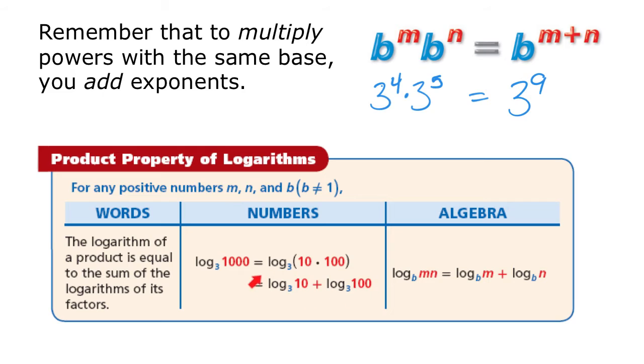I'm going to start with this piece right here, and if we're going to be adding logarithms that have the same base, we get to multiply the number that we're taking the logarithm of. So for example, in this log base 3 of 10 plus log base 3 of 100, you would multiply your 10 times 100 and it would be the same thing as log base 3 of 1000.